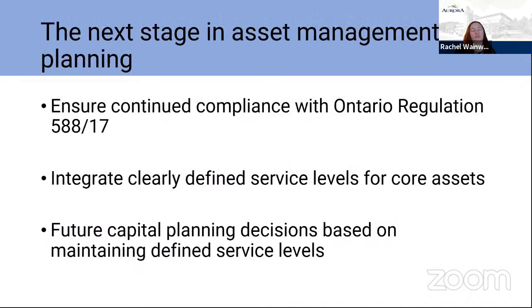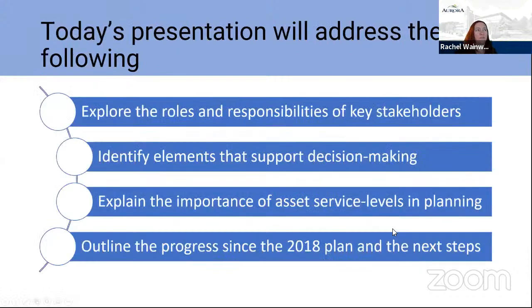The next stage in asset management planning includes the continued compliance with the Ontario regulations that we are required to meet. We will clearly identify and define service levels for core assets and continue future capital planning decisions based on service levels requirements for assets. Today's presentation is going to address a number of items, including exploring the roles and responsibilities of key stakeholders, identifying the elements that support decision making, and explain the importance of service levels, asset service levels, and capital planning. We'll also outline the progress since 2018 and explore the next steps.